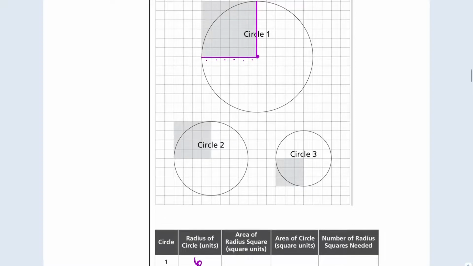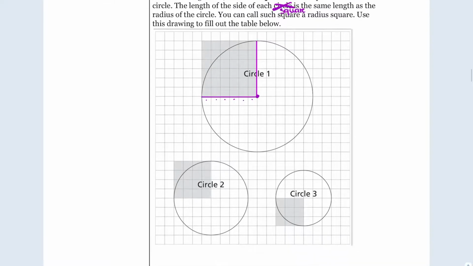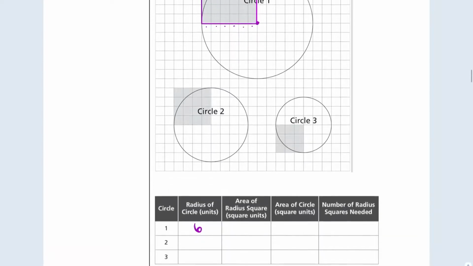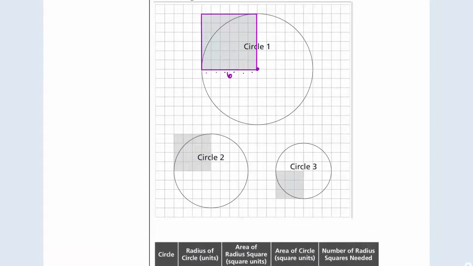The area of the radius square. So the square that's created by our radius, I'll highlight this, or I'll outline it. There we go. This purple square is what we call our radius square, right? Because the length of the side of the square is the same as the radius. So what is the area of this radius square? Well, we said it was a 6 by 6 square. So the area, 6 times 6 is 36.